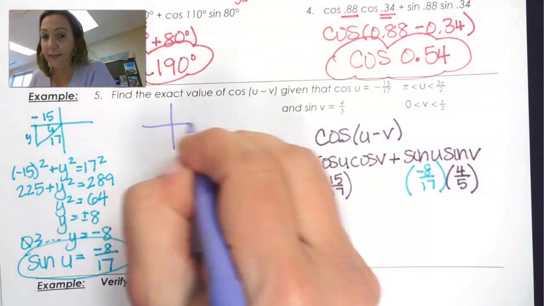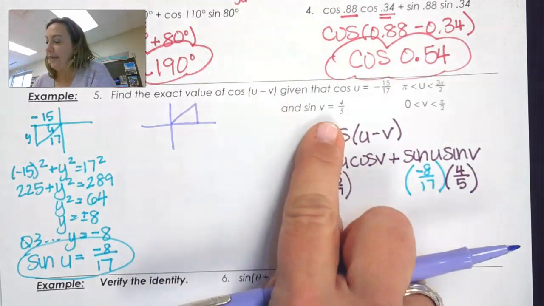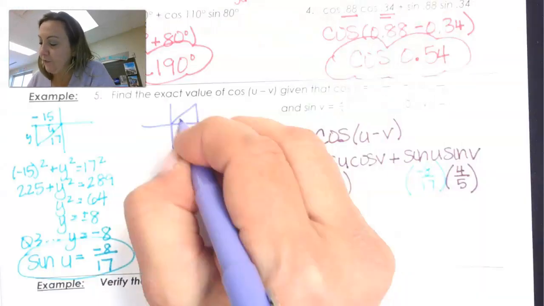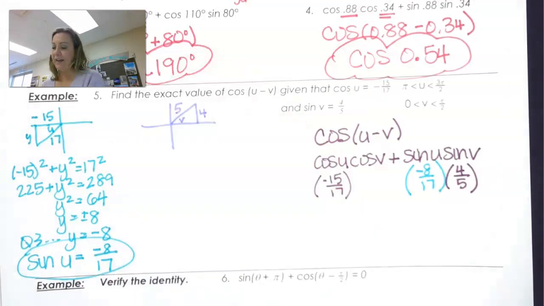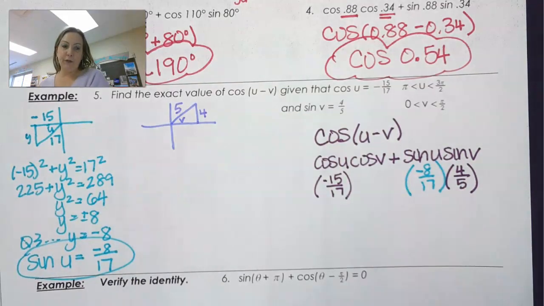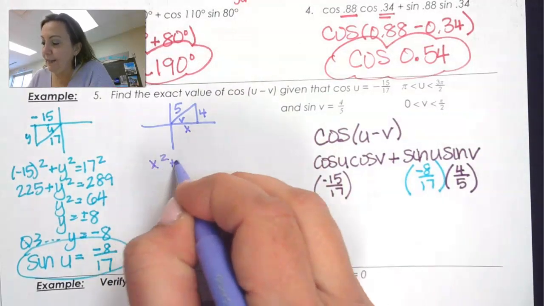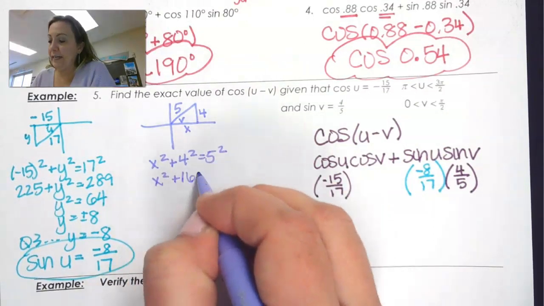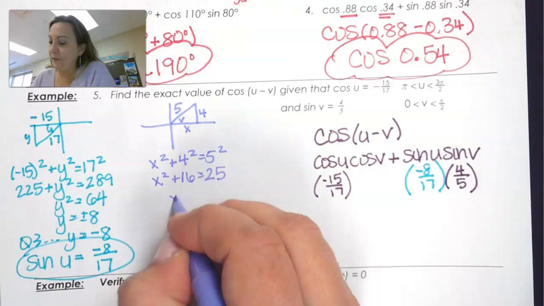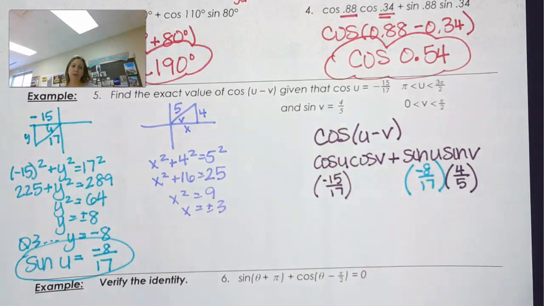So let's draw angle v. Angle v, it says, is in quadrant 1, and the sine of v is 4/5. So that means the opposite is 4 and my hypotenuse is 5. Again, if you know your triples, you know what the answer is going to be. But if not, we can always use the Pythagorean theorem to help us find that missing side length. I'm flying through this because most of you probably know already that that's a 3, 4, 5 triangle. So x is plus or minus 3.